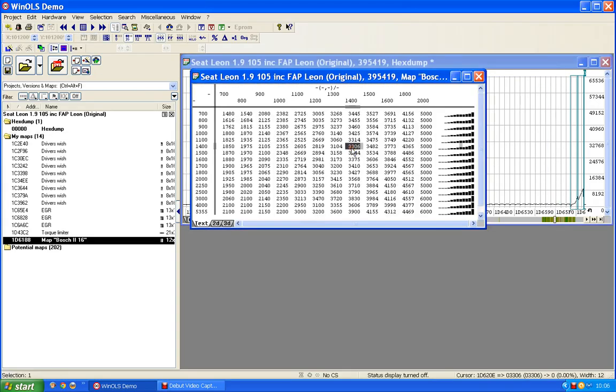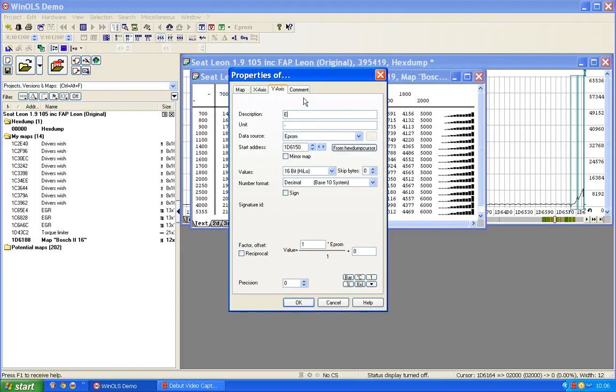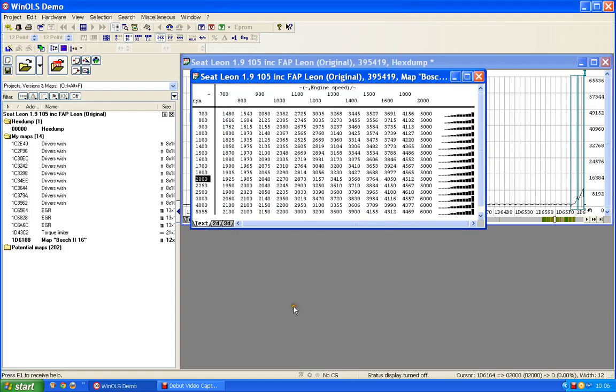So I'll double click and open that up, see what we've got. Well, I'll do the obvious things first. I'll double click there and call that engine speed, because we know that's going to be engine speed. I'll put in there revs per minute. The numbers are all a bit okay, so we'll leave that alone.